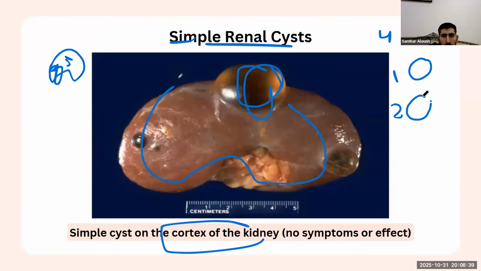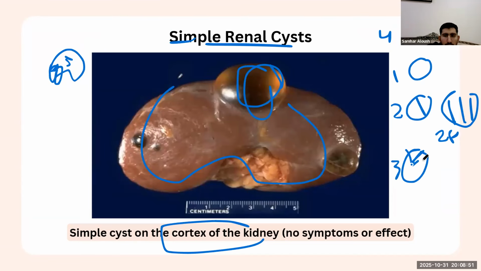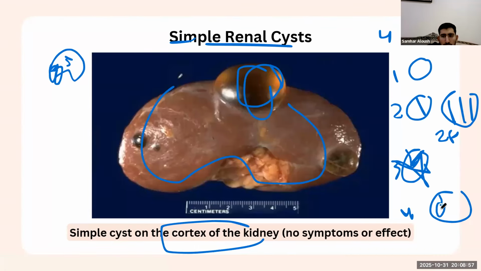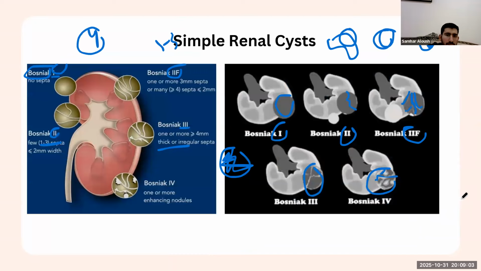Two is either a ball with very few thin lines, which is called 2, or 2F, which is multiple thin lines. Okay. Three is very irregular lines, twisted and going all over it. Four is when there is a nodule, balls, and the lines are very irregular. So I want you guys to identify it in the exam.